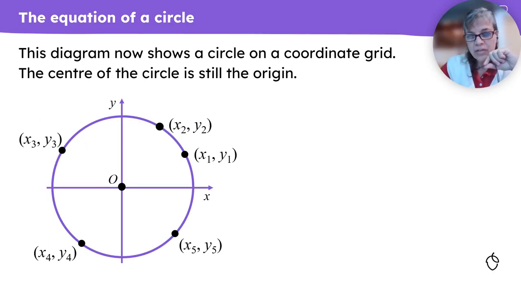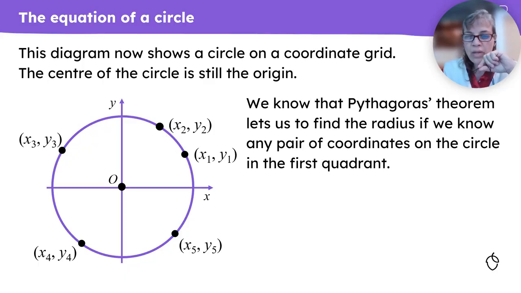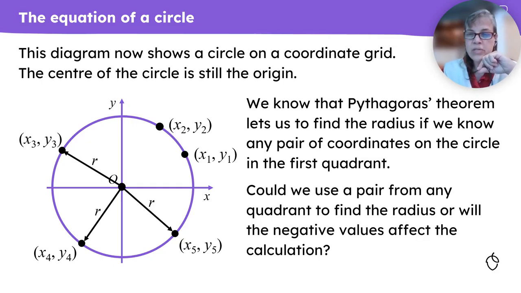If you extend the circle now and show all 4 quarters of the circle, and the center is still at the origin, think about points all the way around. So if we know that Pythagoras' theorem lets us find the radius in that first quadrant, if we know any pair of coordinates, the question is, could we use a pair from any quadrant to find the radius? Or how will the negative values affect the calculation? Pause the video and just have a chat about it for a bit. What do you think?